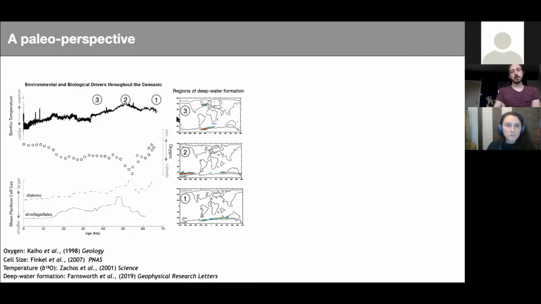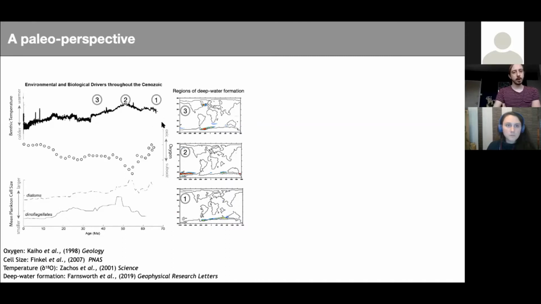Within this period of time, we've seen big changes in ocean circulation related to changes in paleogeography. So we've seen the formation of the Atlantic basin as we've gone through time, then the formation of the Antarctic circumpolar current. And this is a model estimate of where the deep water formation regions are at certain points during the Cenozoic.